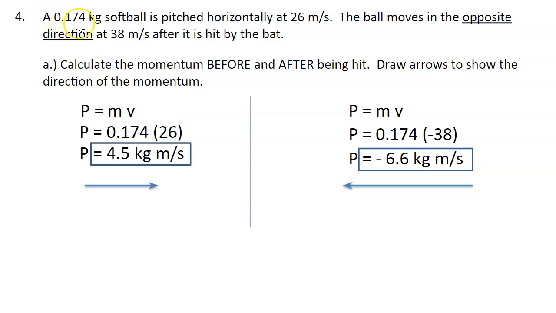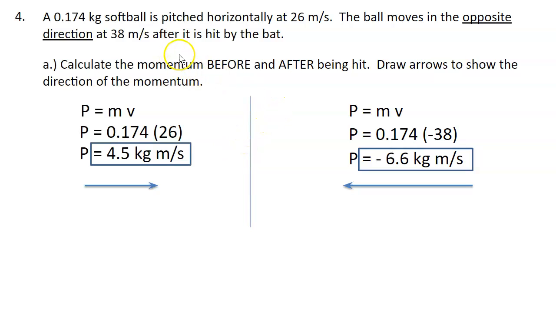A 0.174 kilogram softball is pitched horizontally at 26 meters per second. The ball moves in the opposite direction at 38 meters per second after being hit by the bat. So it says calculate momentum before and after being hit. Draw arrows to show the direction of the momentum. Look what they give you. They give you mass and velocity. So use this equation. Mass times velocity. The momentum is 4.5 kilograms meters per second. It's a positive value, so we say the momentum is going to the right or going forwards.